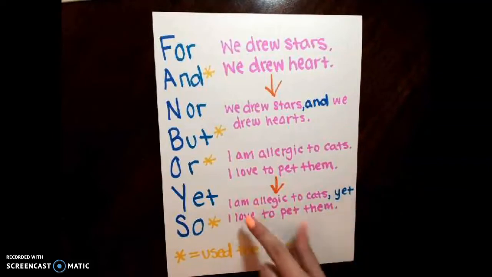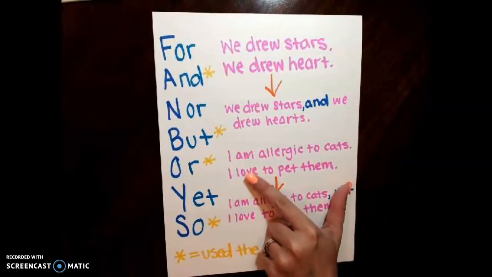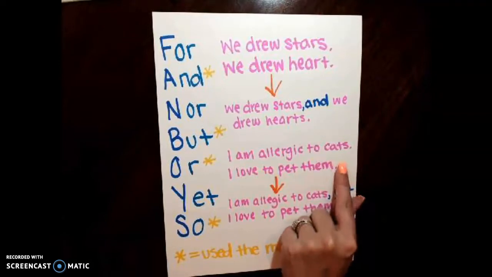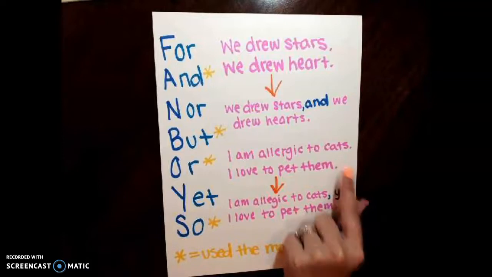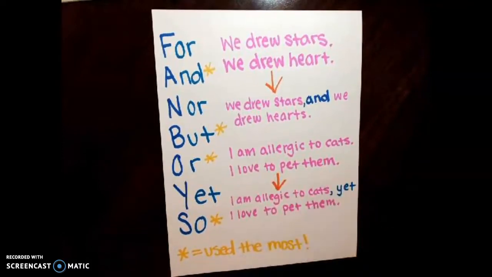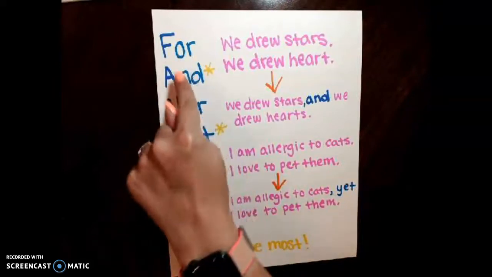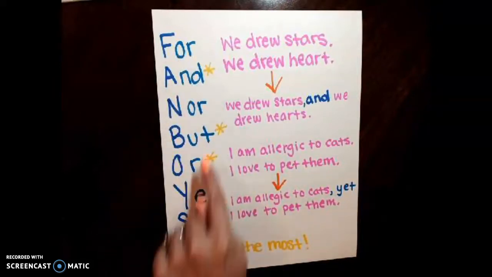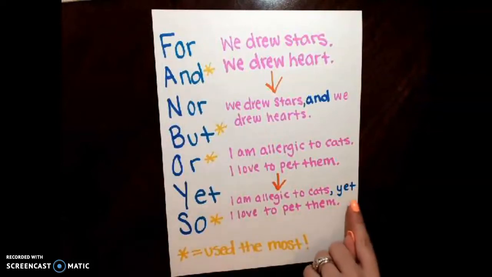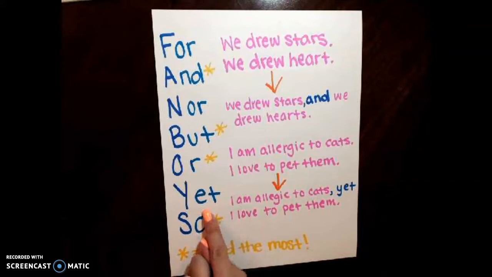Okay, so now let's look at another example. Here is short sentence number 1. I am allergic to cats. Short sentence number 2. I love to pet them. Okay, so for my formula, I've got 2 simple sentences, so my first strategy is done. My second strategy is to pick one of my Fanboys. So a few of these Fanboys will work. I chose yet, since it's a rare one to use. I wanted to show y'all a sentence with yet.